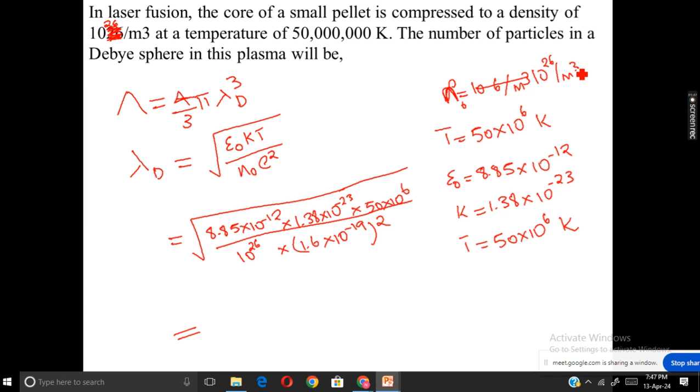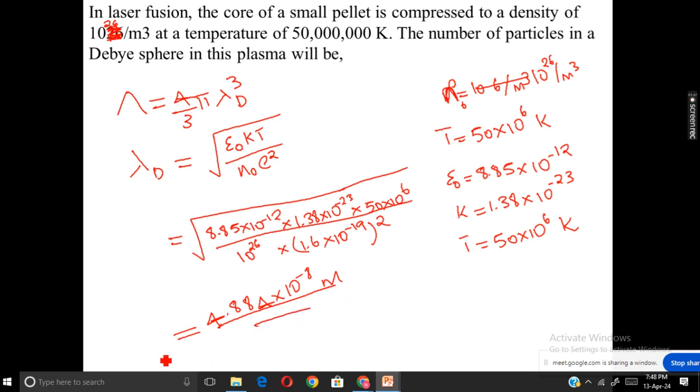488 angstrom. Okay, yeah, that's correct. That's 4.884 into 10 raised to minus 8 meter. In terms of meter, it will be 4.88 into 10 raised to minus 8 meter. So this is the value of lambda d.